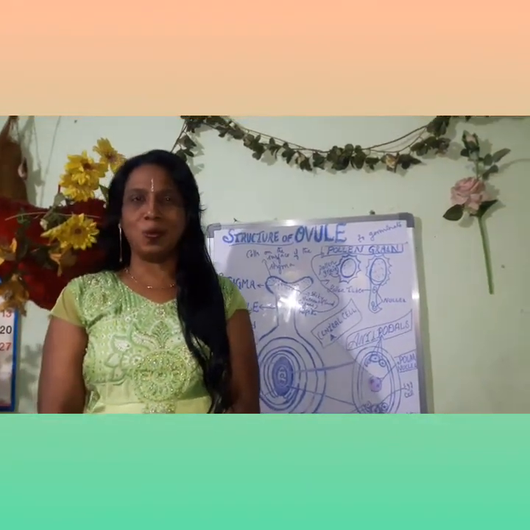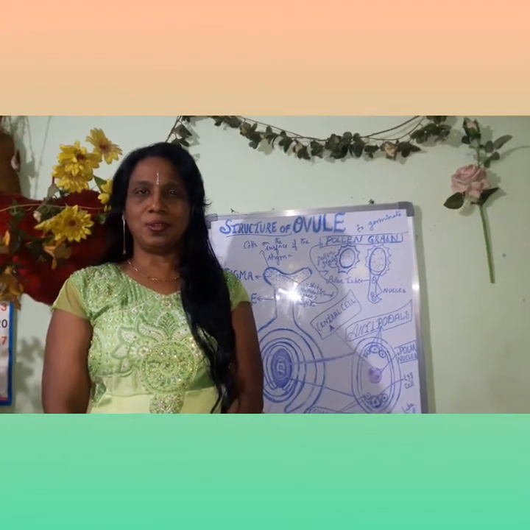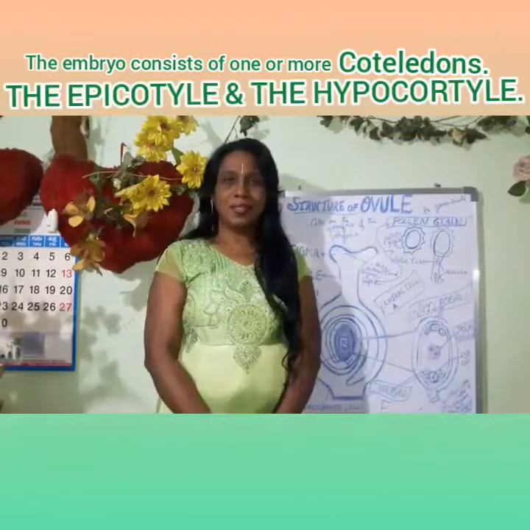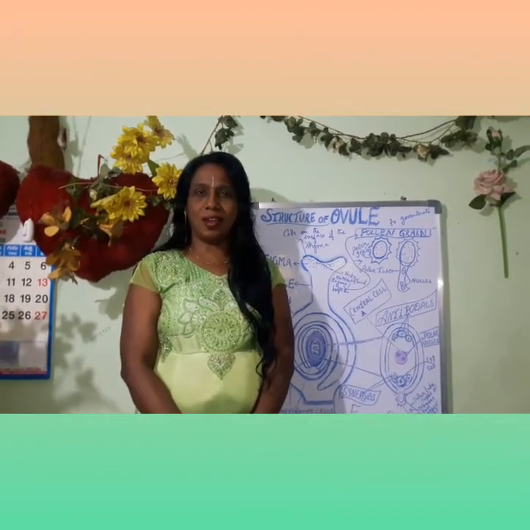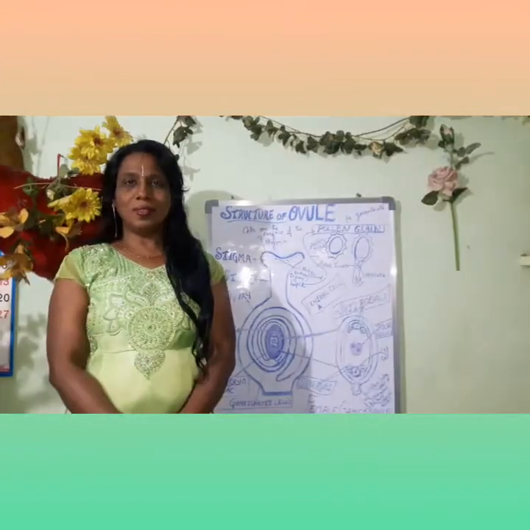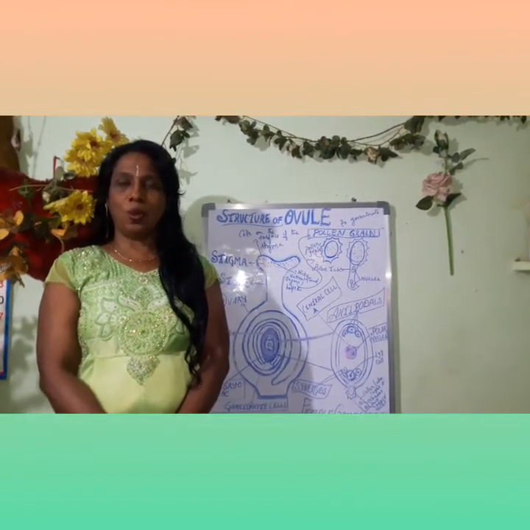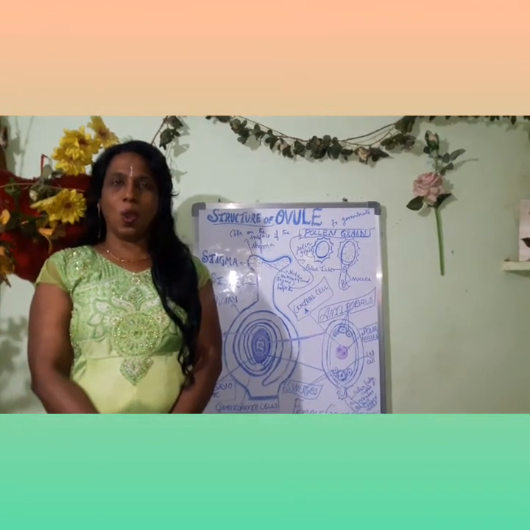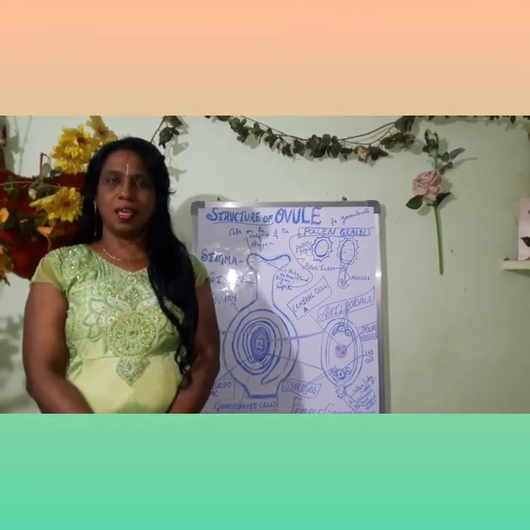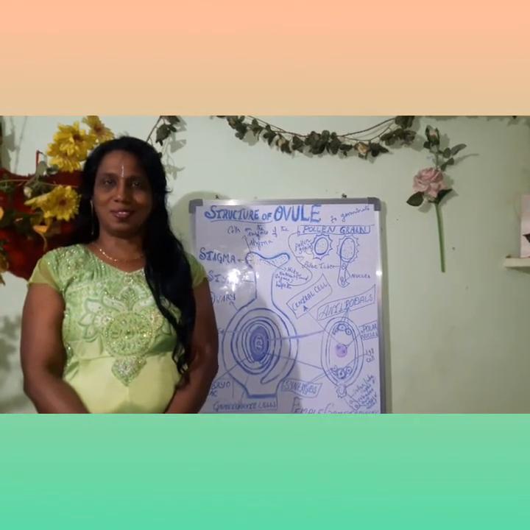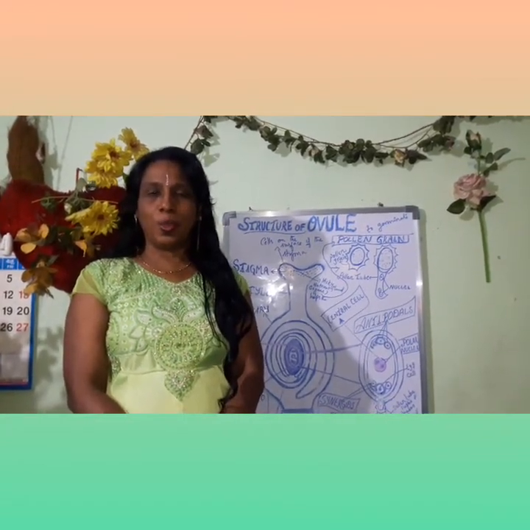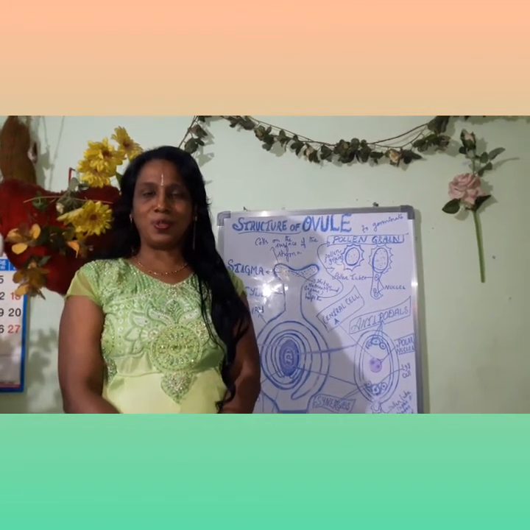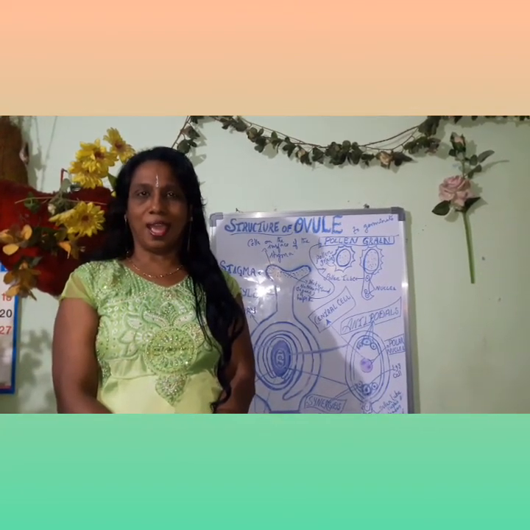The embryo consists of one or more cotyledons, an epicotyl and a hypocotyl. Both the epicotyl and the hypocotyl are parts of the rod-like axis that is attached to the cotyledons. Thus the cotyledons digest the endosperm, which has stored food in them, so as to make the epicotyl and the hypocotyl grow.